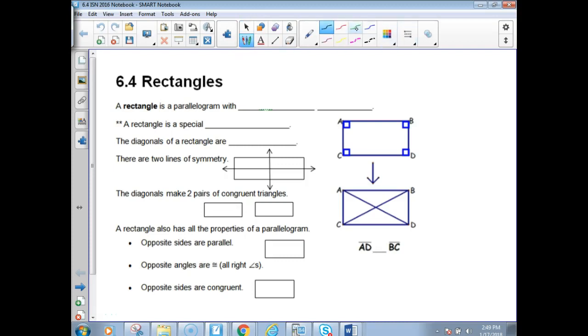All right, we're going to talk about properties of rectangles today. We've already discussed parallelograms and then polygons. A rectangle is a parallelogram with 4 right angles. It's a special parallelogram. What we're going to learn today is that the diagonals of a rectangle are congruent.